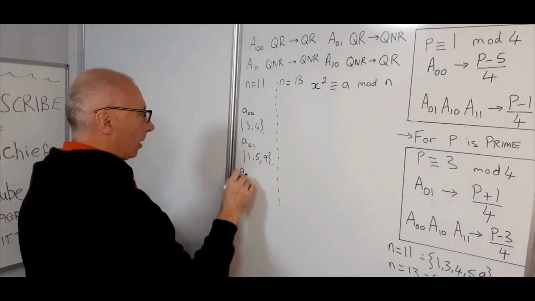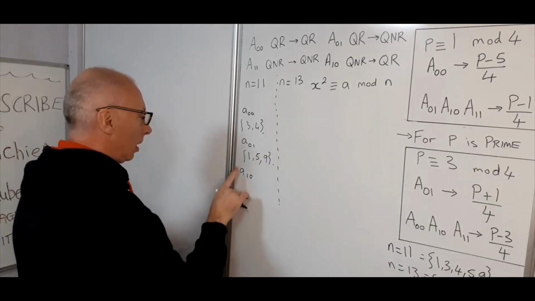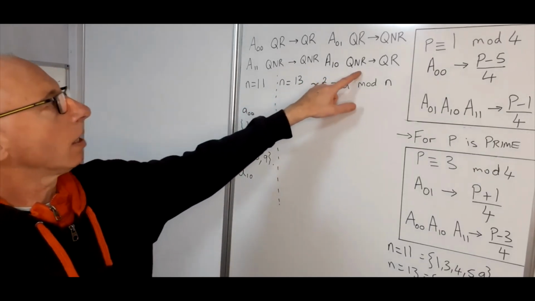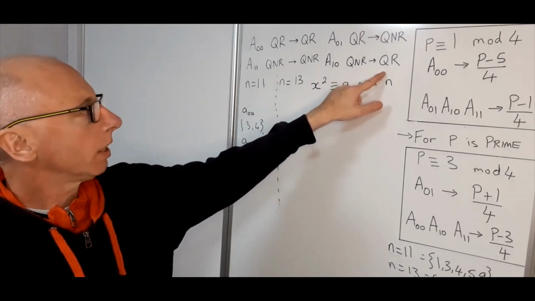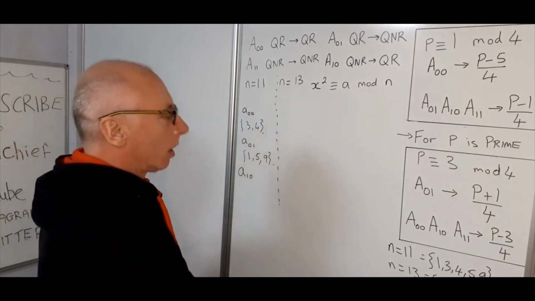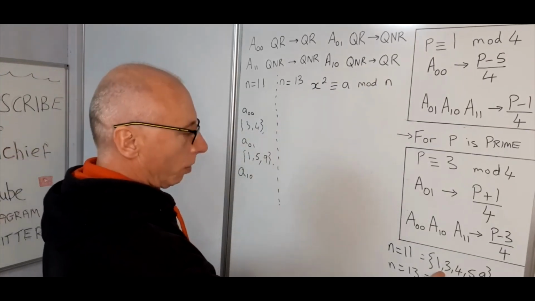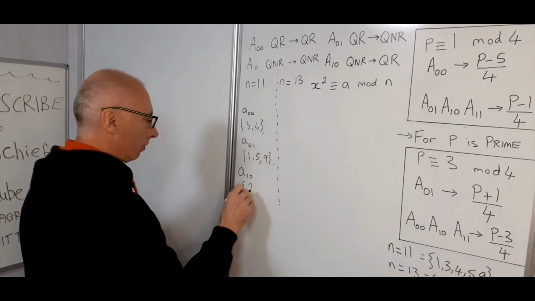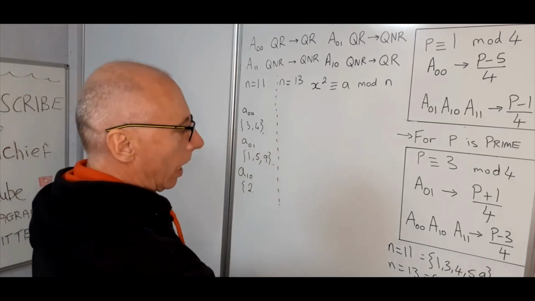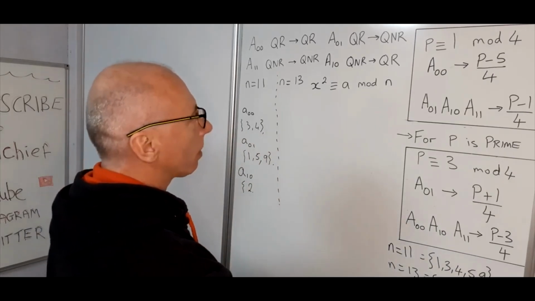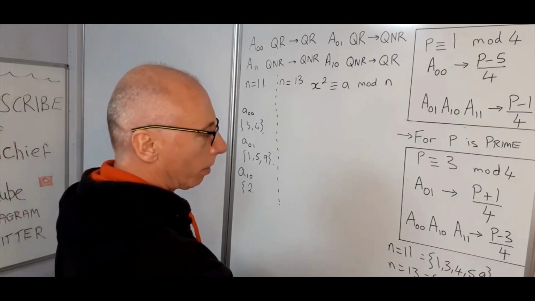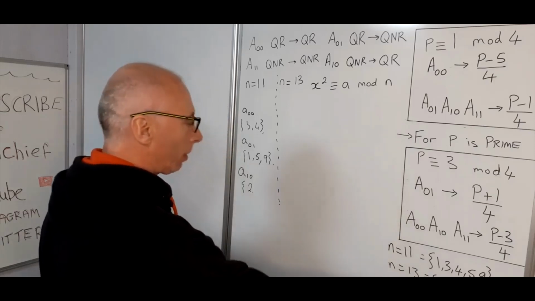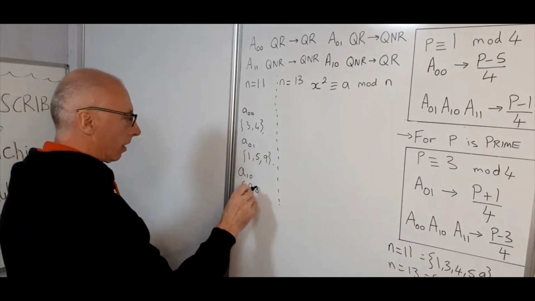Okay, what about A10? A10 is a non-residue followed by a residue. A non-residue is 2, which is followed by 3. So therefore 2 is invited into the set. Then 3, 4, 5 are residues. 6 is next to 7, and then 8. So 8 is a non-residue, which is followed by 9. So therefore 8 is in this set.